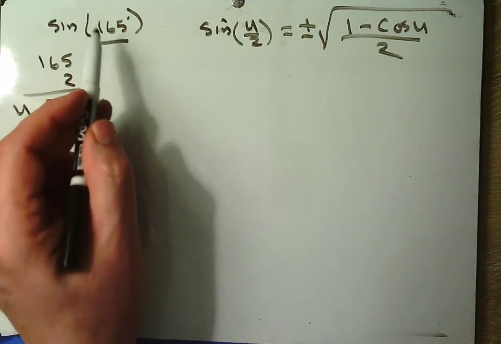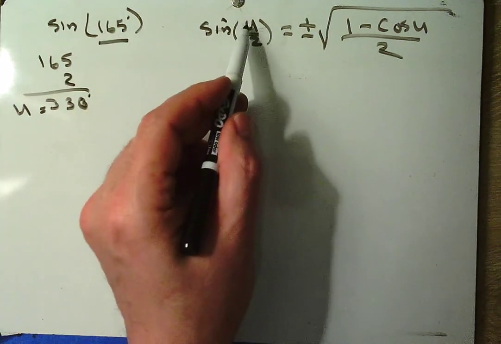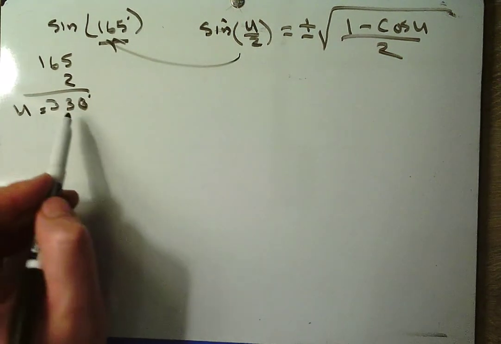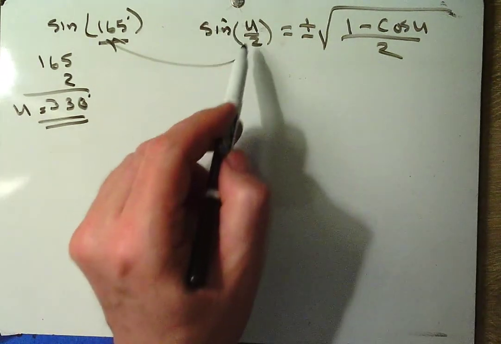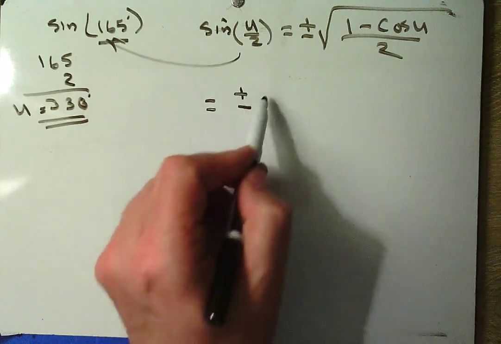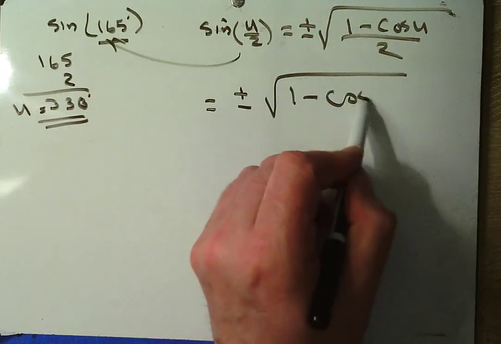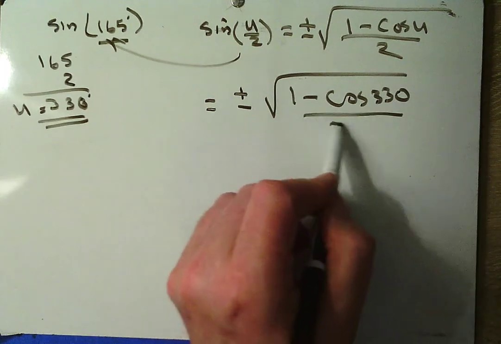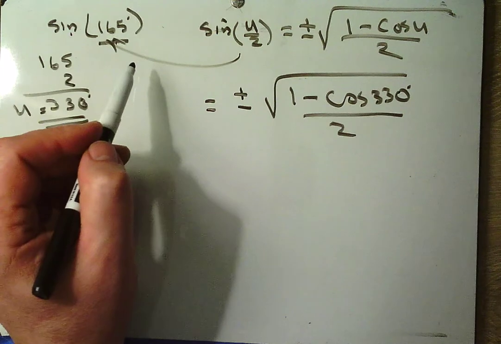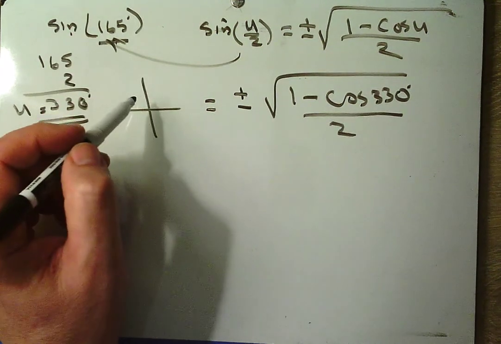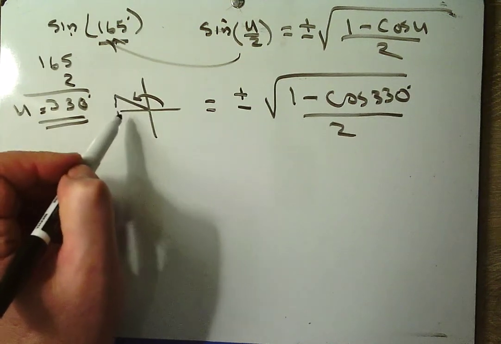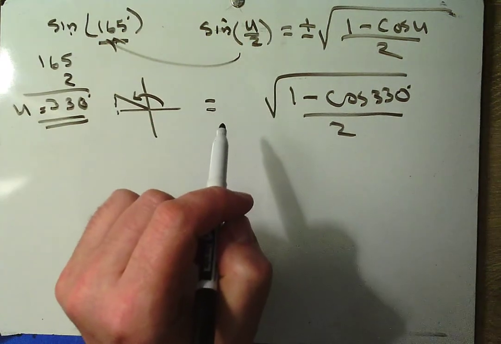This is an angle that's been divided by 2. See, u was divided by 2, and this was the result. So u must be twice as big as this angle presented out here. So my formula then looks like plus and minus square root of 1 minus cosine 330 over 2. Now, the sine of 165 degrees. 165 degrees is here. That's positive sine value. So I don't need the negative, I just need the positive.